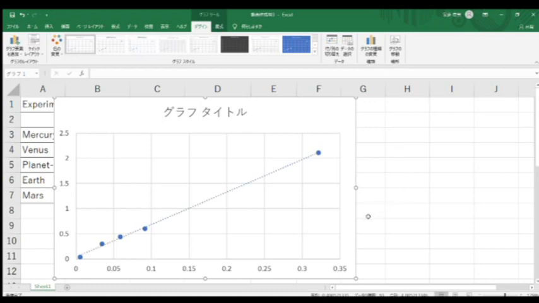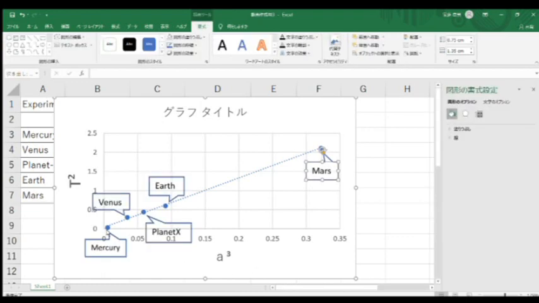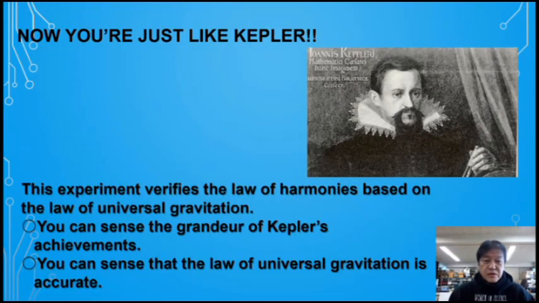You can see that it is proportional. The vertical axis shows the square of the period. The horizontal axis shows the cube of the radius. You can see that it is proportional. This is Mercury, Venus, Planet X, the Earth, Mars. Now you are just like Kepler. Kepler discovered his third law without using the law of universal gravitation.